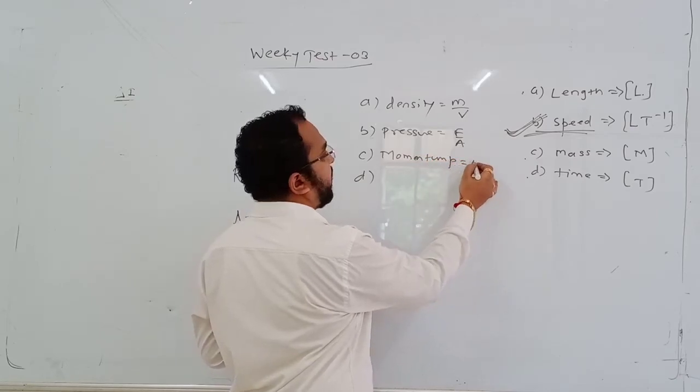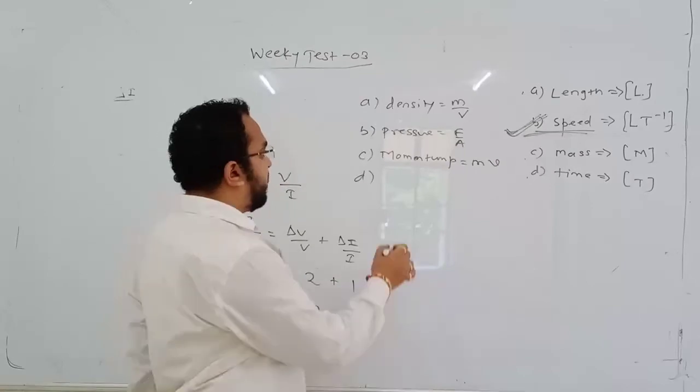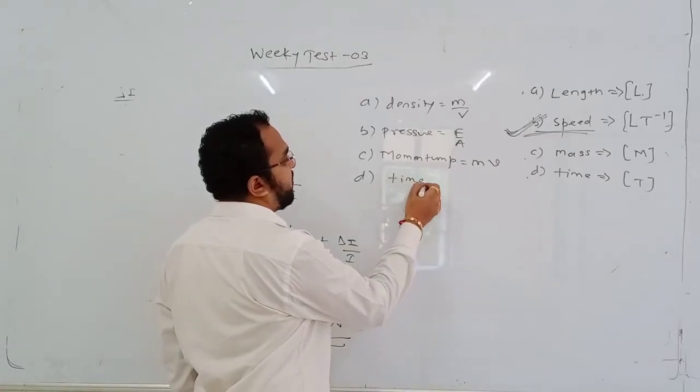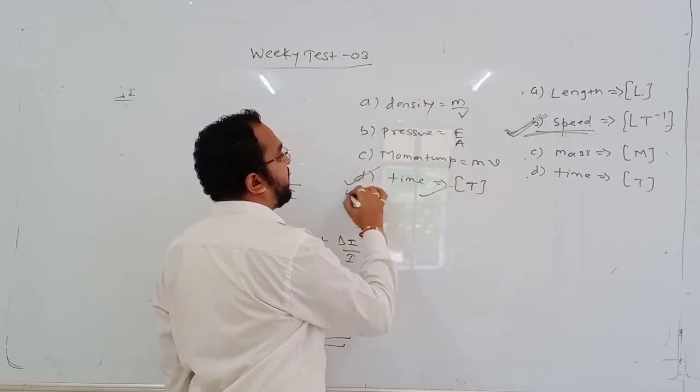Momentum is P, that is mass into velocity. Again it depends on two or more quantities. And last one, time. Time is independent. Dimension T. It is independent. So answer will be time.